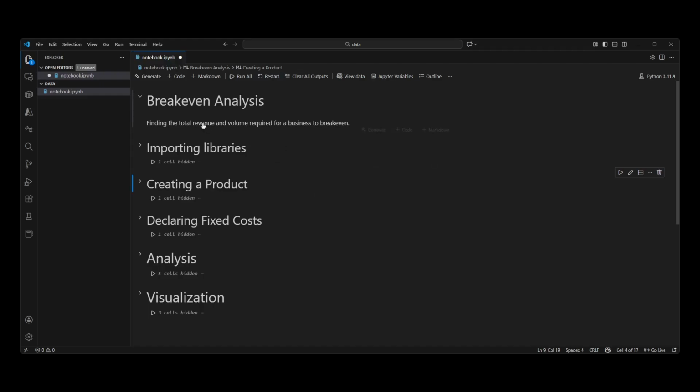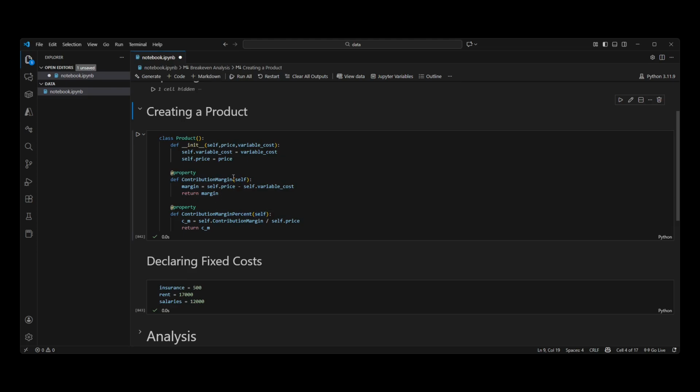I'm going to show you a break-even analysis on an imaginary business given the variable and fixed costs of that business. So what is the total revenue needed to break even, and what is the total volume required to break even?